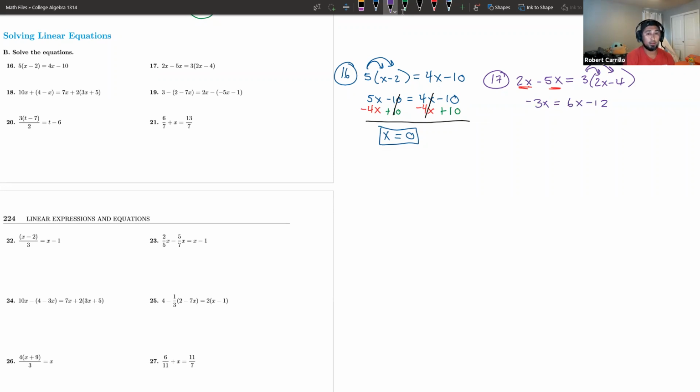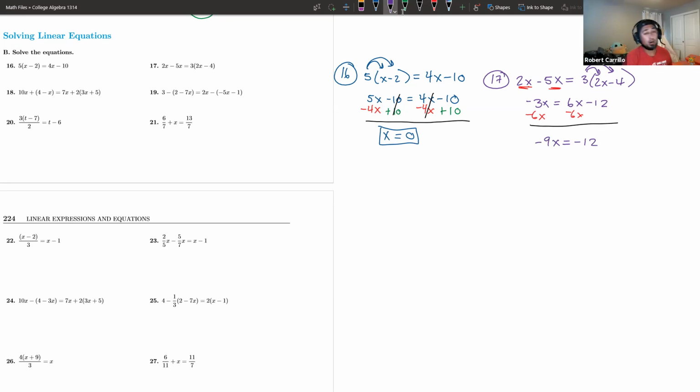Okay, and then I'm going to move that 6x over to the left. I'm going to subtract it. So minus 6x, minus 6x. Put my little line here. And we are going to get negative 3x minus 6x, which will give me negative 9x equal to negative 12.